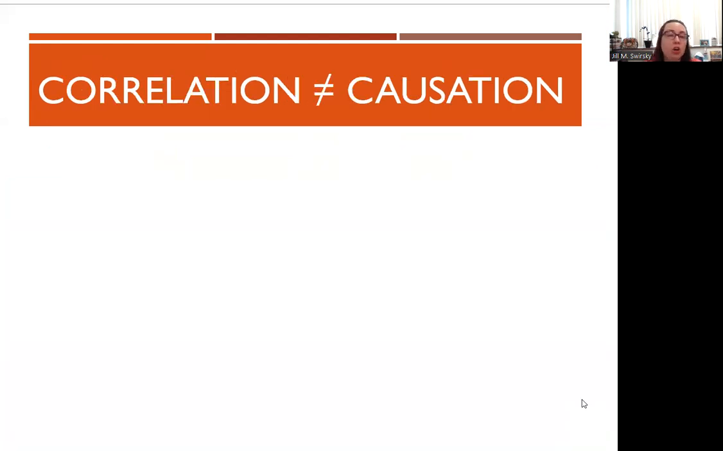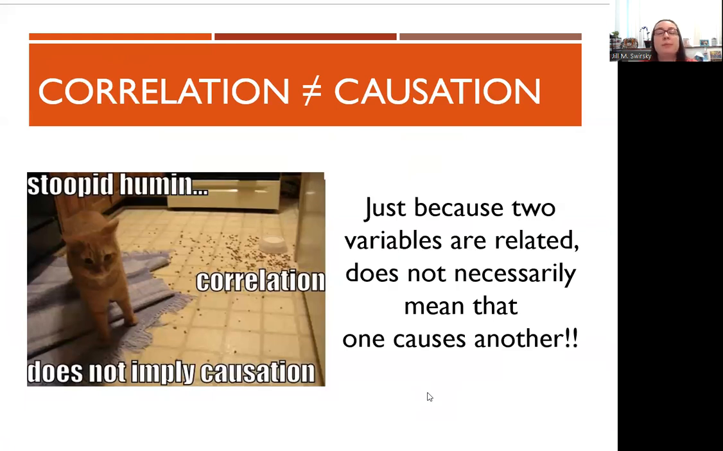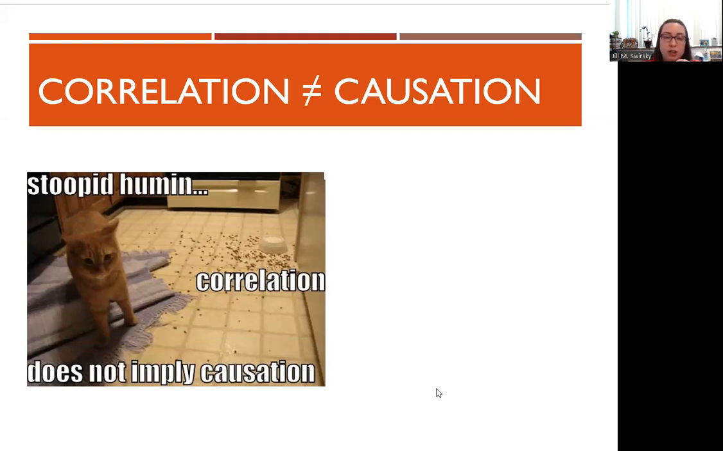Now, I'm sure you've all heard that correlation does not equal causation. You may not know what that means. Basically, just because two variables are related does not necessarily mean that one causes the other. With correlation, all we can really do is say that these two variables go together in some capacity, but we don't necessarily know which comes first and which comes second.